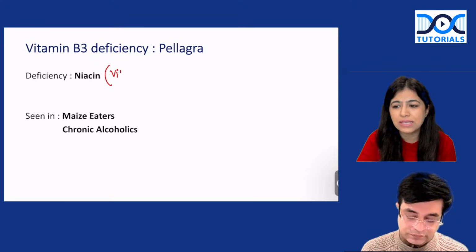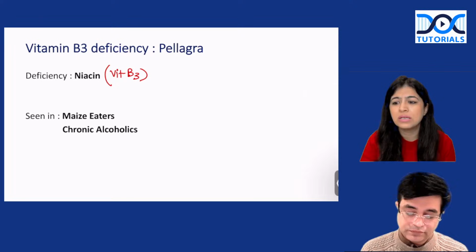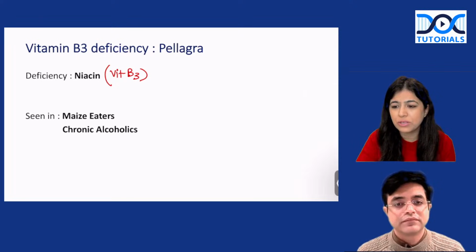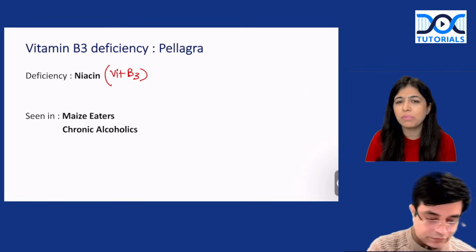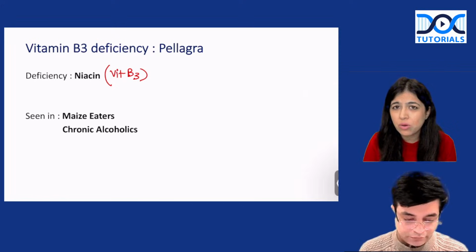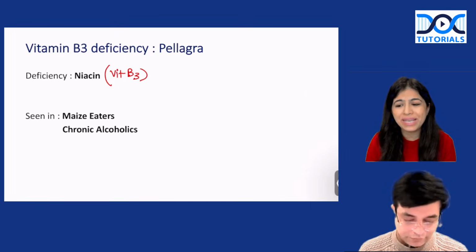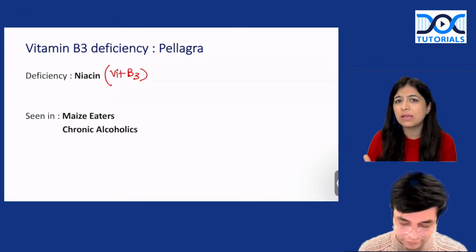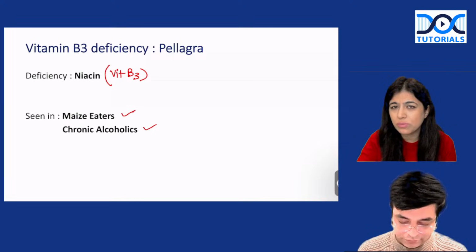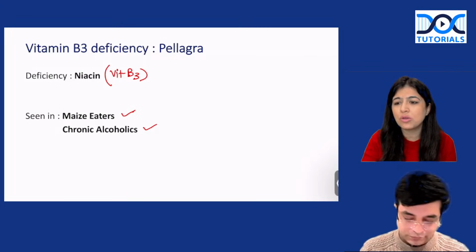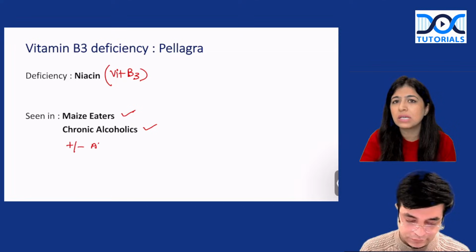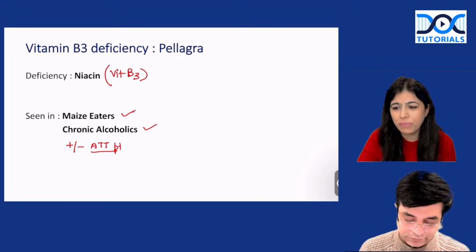Vitamin B3, that is niacinamide or niacin. A very important deficiency that you need to know, more often seen in people who may be chronic alcoholics or those who have a maize dominant diet. Sometimes people on ATT also may have this rash. So these are the common predisposing factors where you see a rash of pellagra.